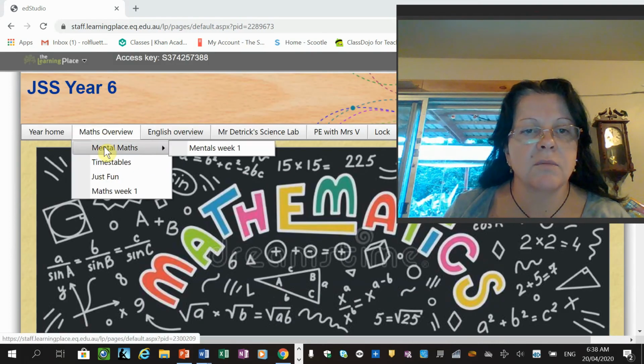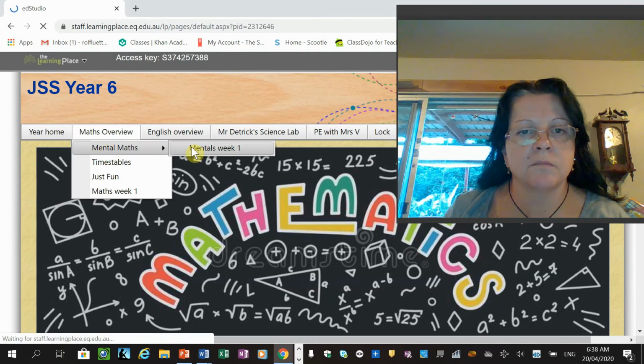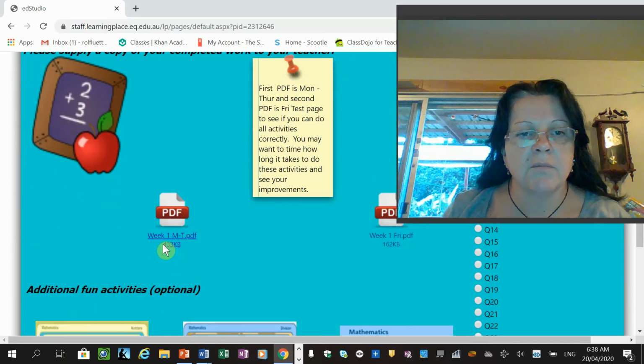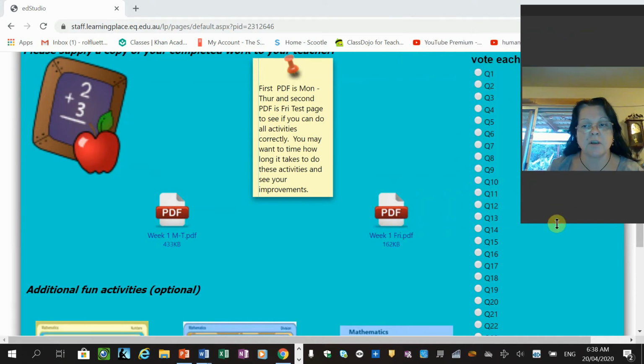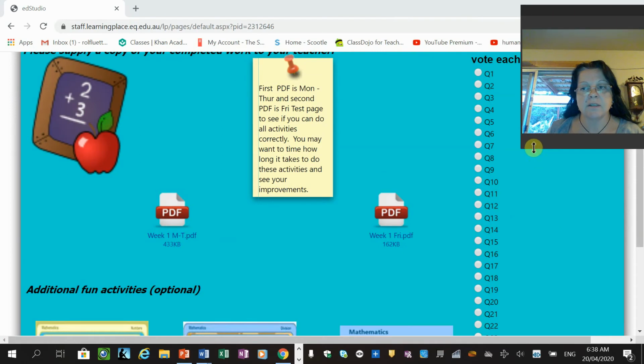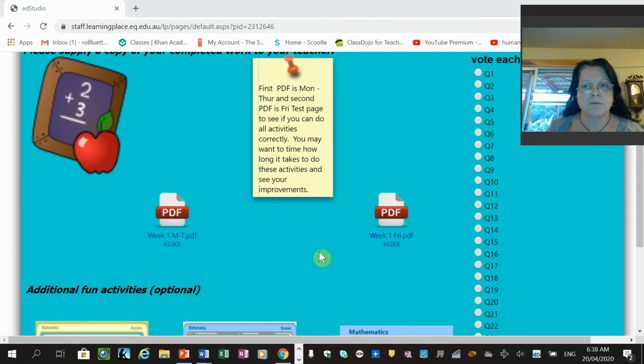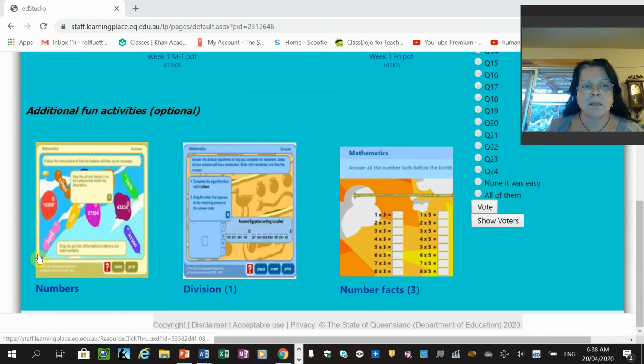So let's go straight into maths mentals for week 1. This one over here is from Monday to Thursday, and this is Friday's quiz that we can also do together, or you can go ahead and try and have a go, and that basically revises any concepts we've done in maths mentals for the week. When you've done all that, there's some additional fun activities that you can do after the lesson just to practice some of these skills. A little number game, a division, and a number fact multiplication.